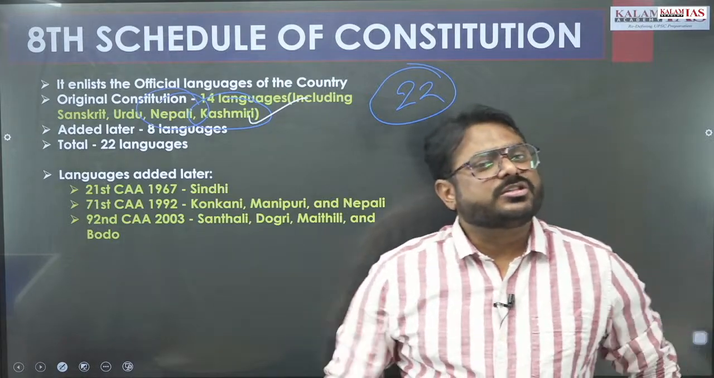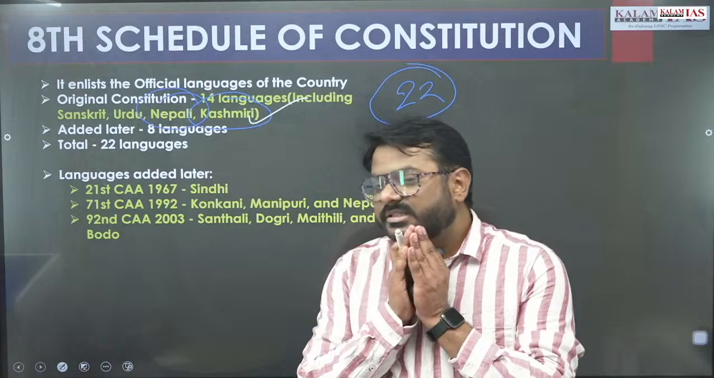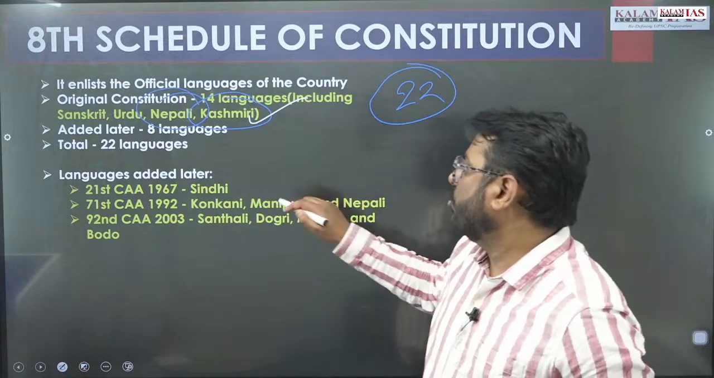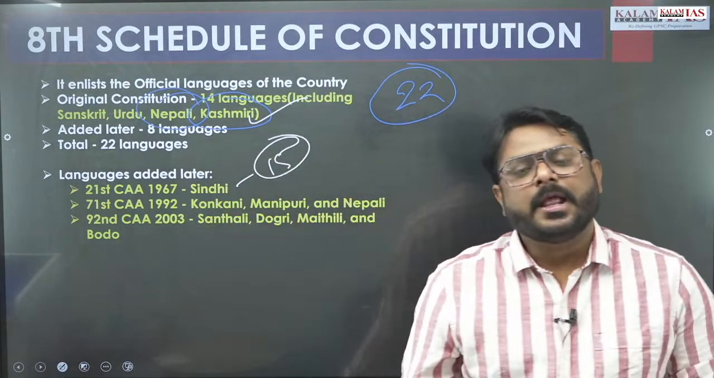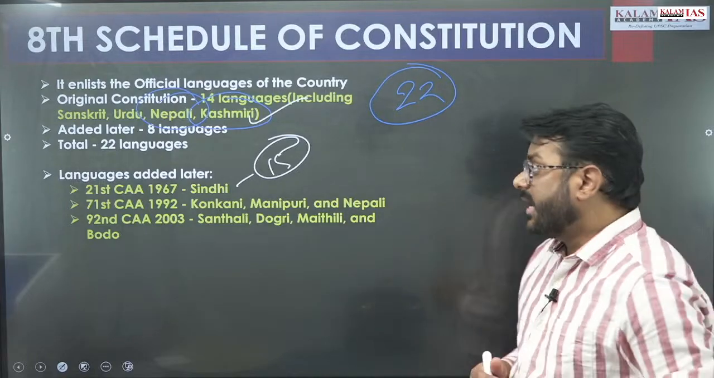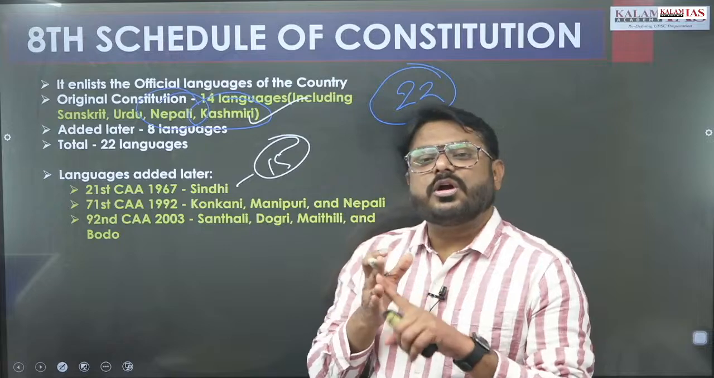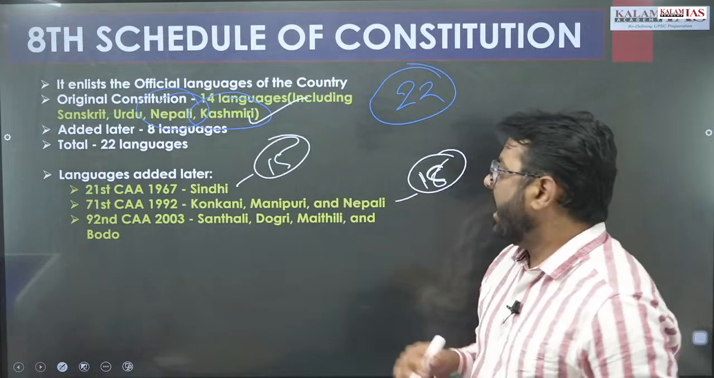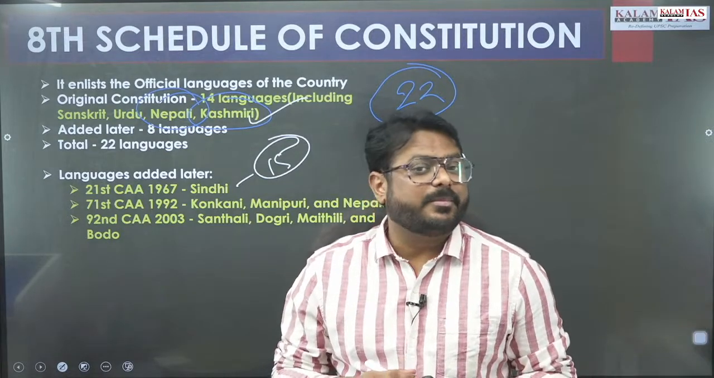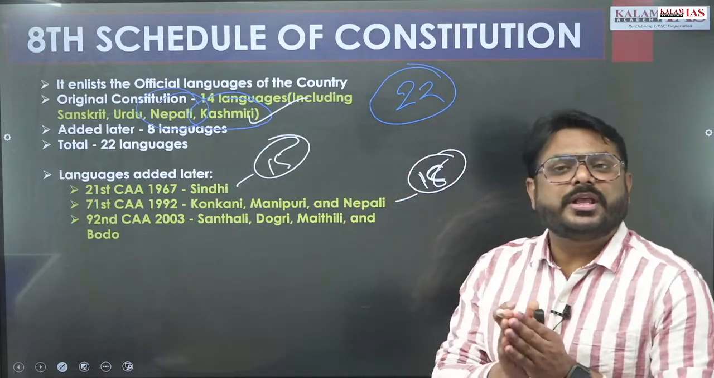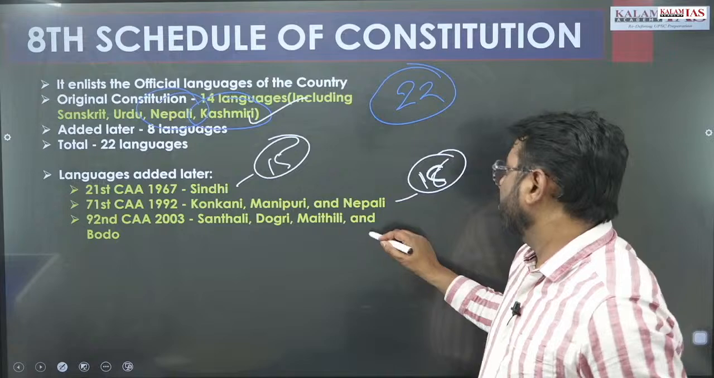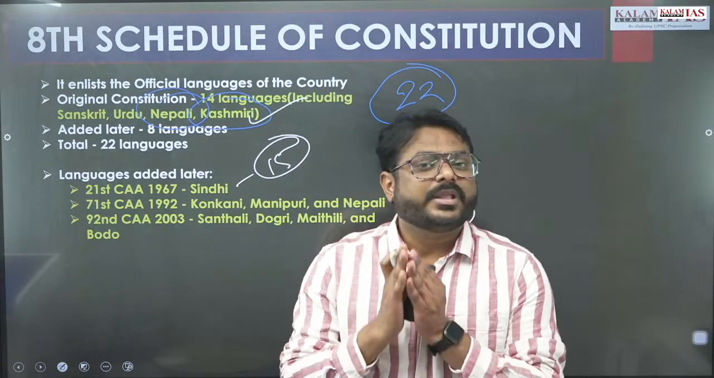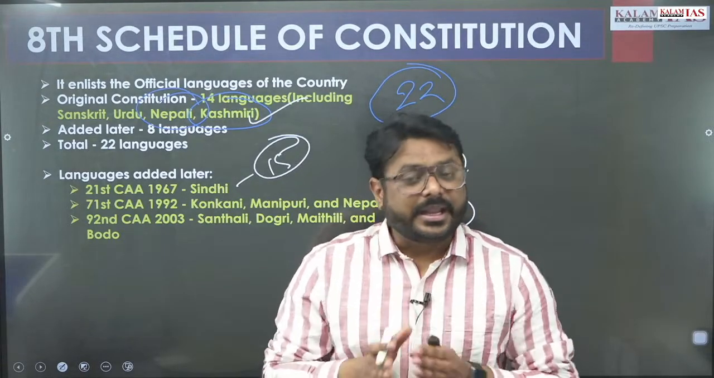By the 21st Constitutional Amendment Act 1967, Sindhi was added to the 8th schedule, so this became the 15th language. By the 71st Constitutional Amendment Act 1992, Manipuri, Konkani and Nepali were added. So this made it 18. Later, by the 92nd Constitutional Amendment Act, Bodo, Dogri, Santhali and Maithili were added. So this made 22 languages. So currently there are only 22 languages inside the 8th schedule of the Constitution of India.